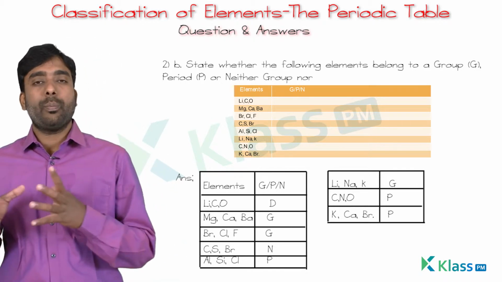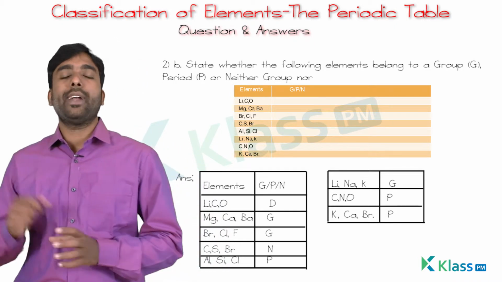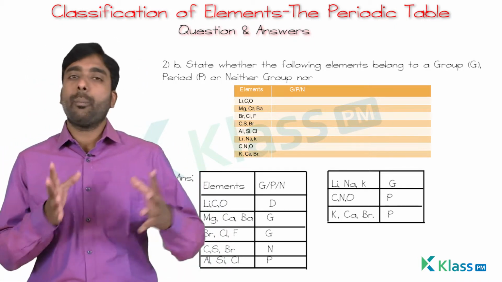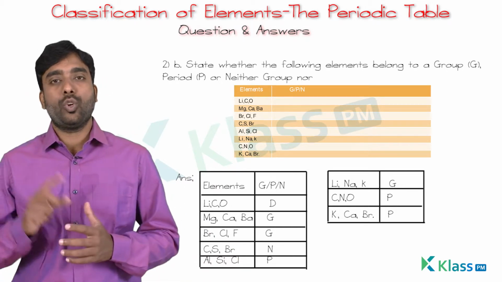So for those which belong to the same period, you write the letter P. Those which belong to the same group, you write G. And those which belong to neither the same group nor the same period, you write N.